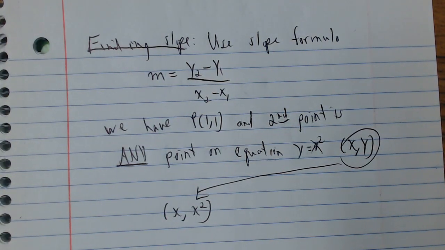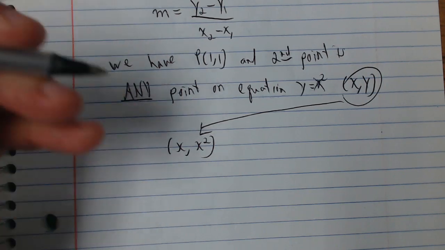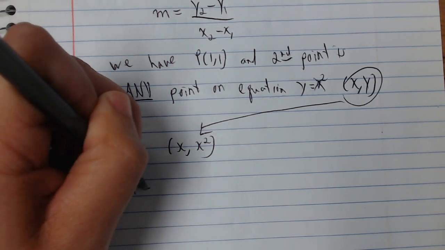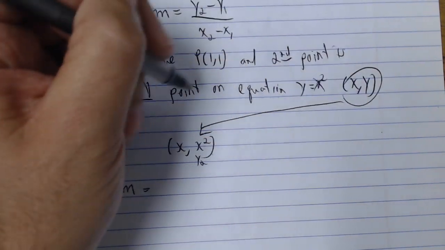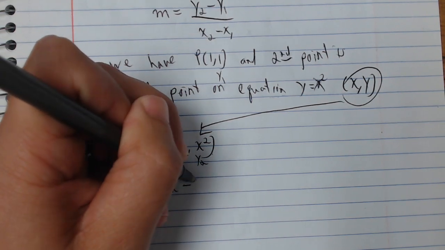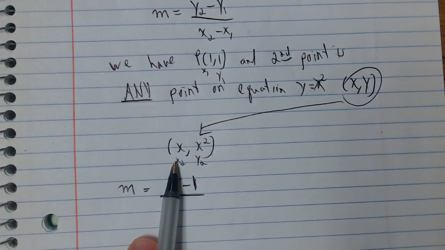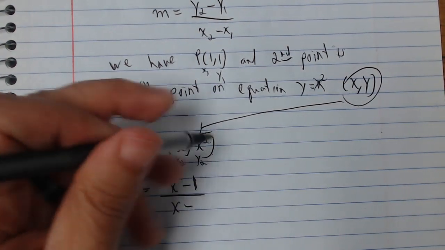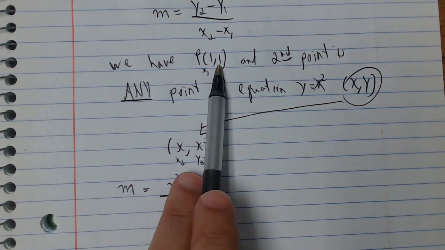Okay, so here's what I want to do. I want to find the slope of the secant going from 1 comma 1 to x comma x squared. Using the formula for the slope, we get m equals y sub 2 minus y sub 1. Let's call that y sub 2 and that y sub 1. So it would be x squared minus 1 all over x sub 2 minus x sub 1. So x sub 2 is x, minus 1. Okay, so here's the thing. This is the slope of any secant line from 1, 1 to x comma x squared.